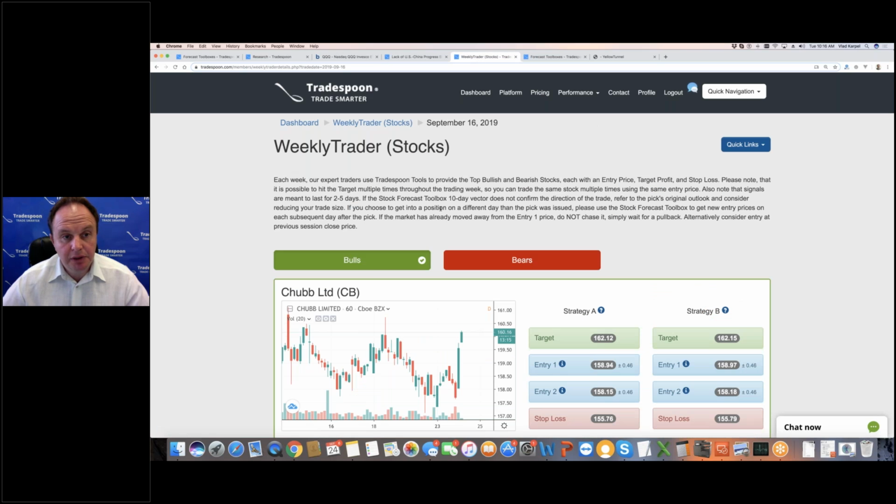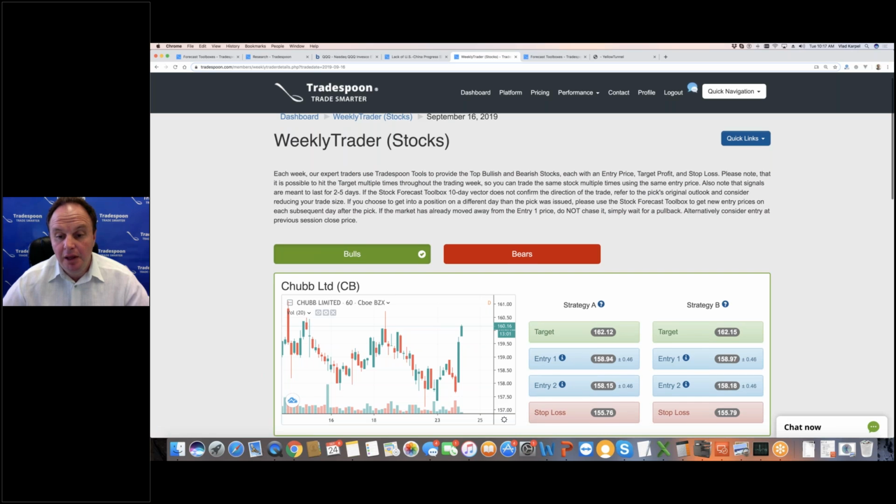How do you trade in current market conditions? We have weekly trader service. Last week I covered monthly trader, weekly trader, similar fashion. It's a different model. It's optimized to make predictions for the next 5 days. So I looked on September 16th, trade ID on September 16th was CB, buying at 158.94, 158.97. You can see from September 16, the stock moved from 158.94. If you got in at 158.94, it's currently at 160.